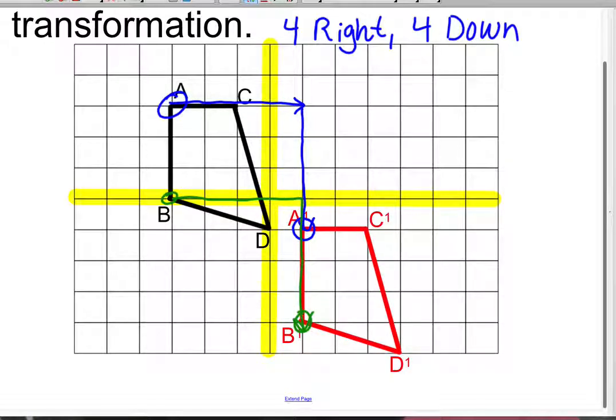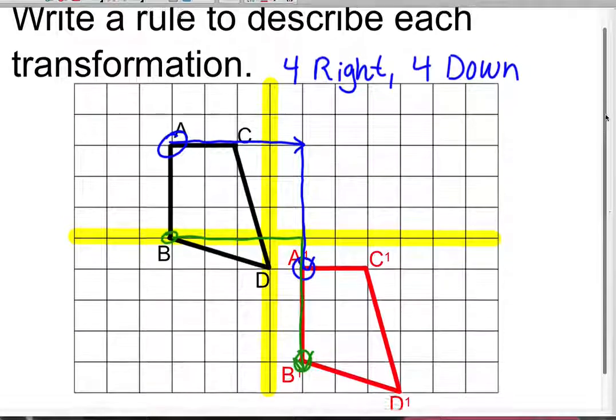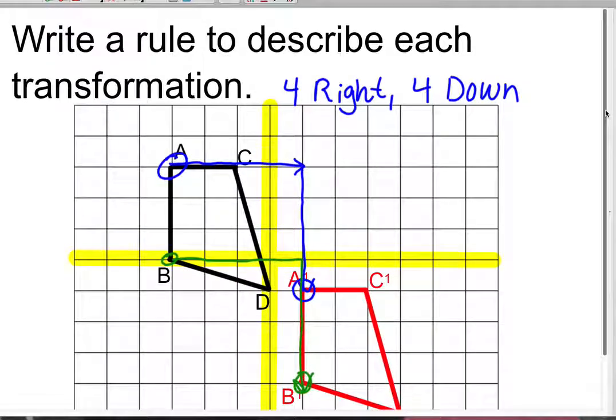So when it says write the rule or describe the rule, they just want to know how did we get from the original location down to our new image or our new location? And we usually talk about moving right and left first and then up or down, but it doesn't really have to be that way. I'm not going to be super picky about that. Okay?